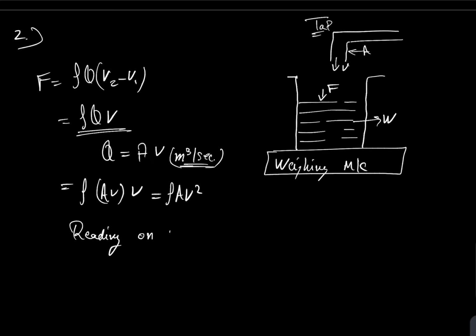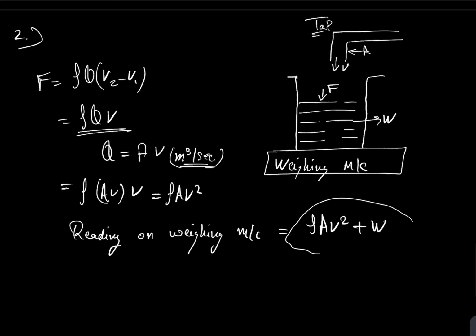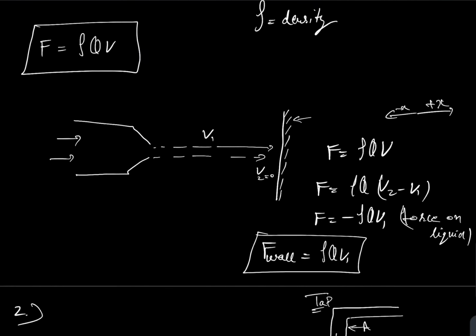So what will be the reading on the weighing machine? It will be equal to the reading due to change in momentum of water, that is rho A V square, plus the weight of the water already present in the bucket, that is W, which is given to us. So this will be my final reading on the weighing machine. The question from this concept has already been asked in the GATE examination. There are many more applications of Bernoulli's equation and momentum equation. We are not discussing each one of them, but this is the basic concept of the momentum equation.